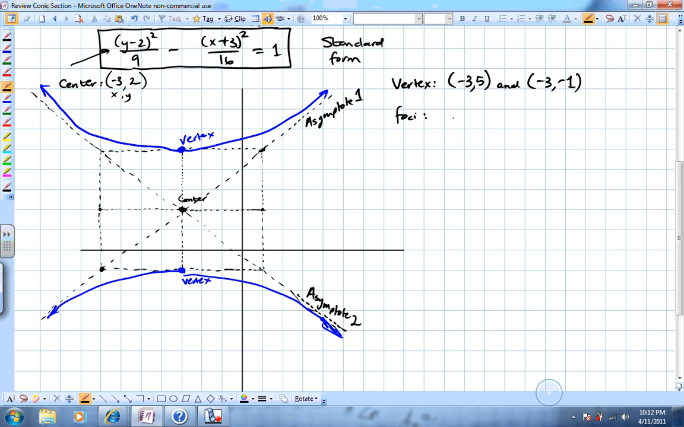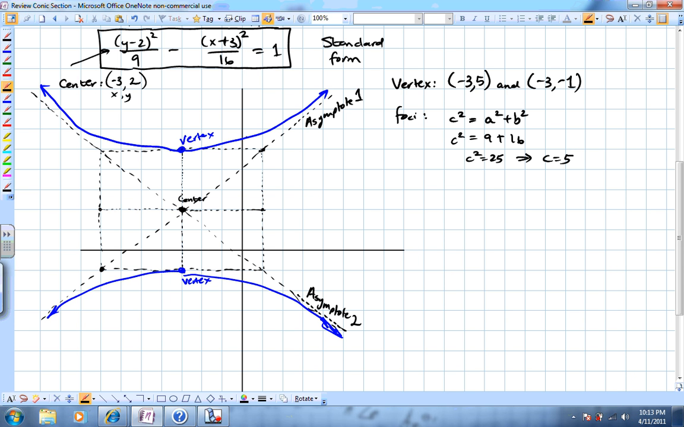For the foci, you do have to use a formula, c squared equals a squared plus b squared, where the a squared and the b squared are what is underneath the y and the x. I have 9 plus 16, remember that they're already squared. C squared is equal to 25, which yields c equals 5.